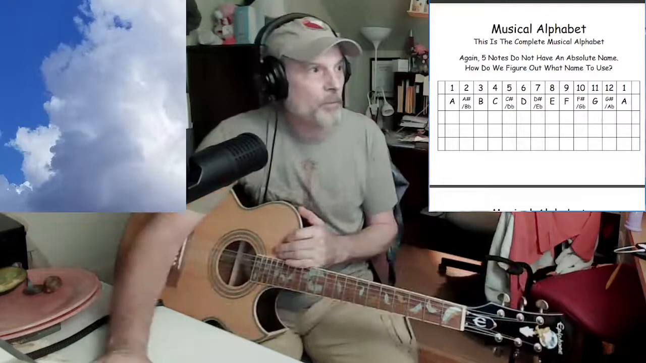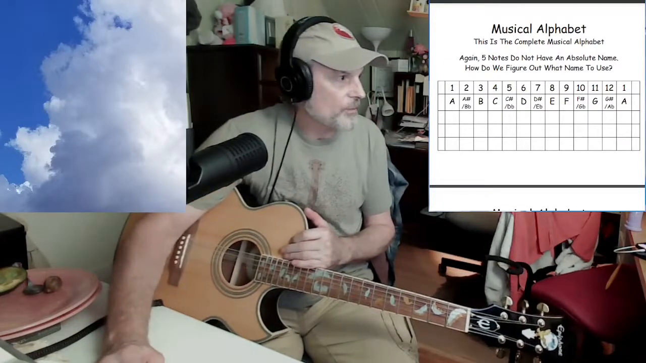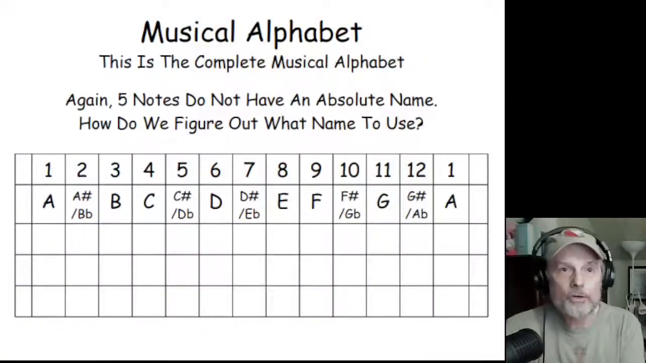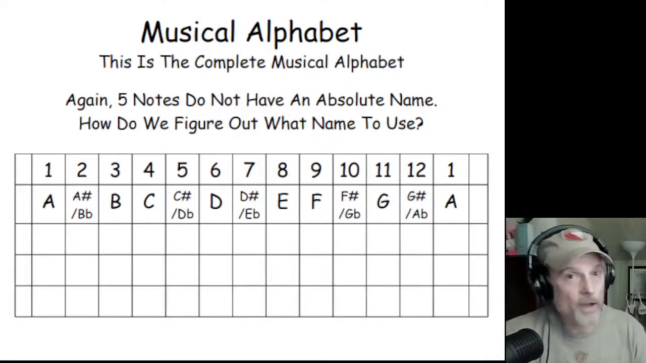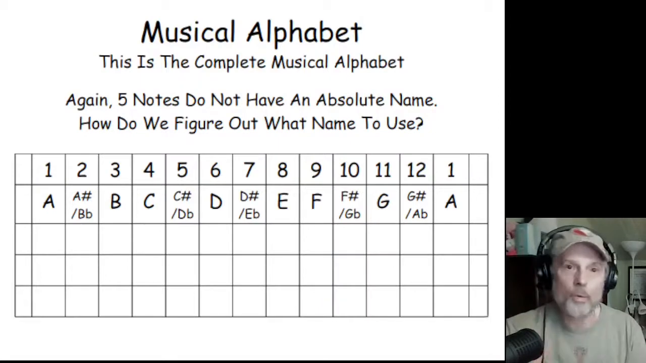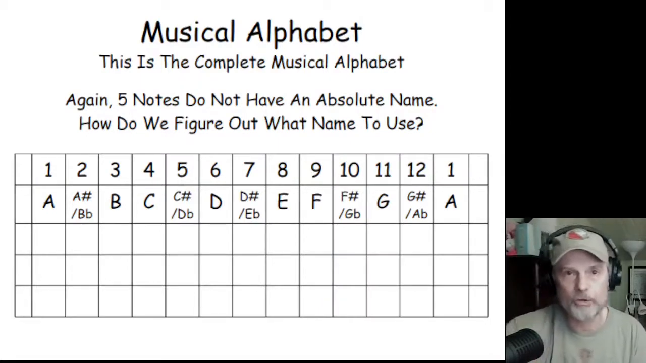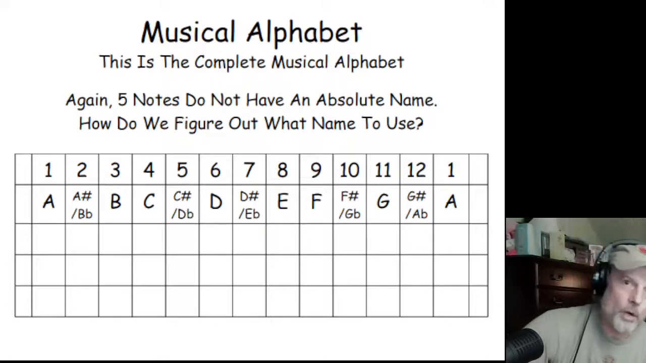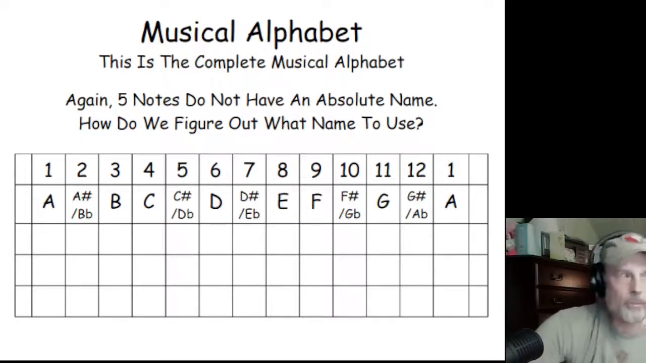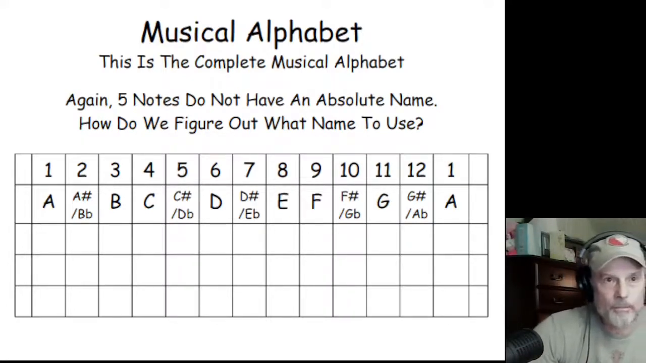Let's move on here and real quickly finish up. We do notice that these extra 5 notes, we still don't have an absolute name. How do we know which name to use? The question will almost answer itself when we use the chromatic scale to build our keys.